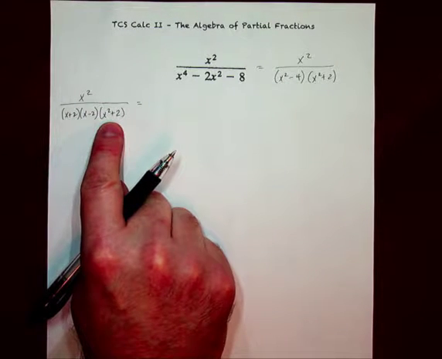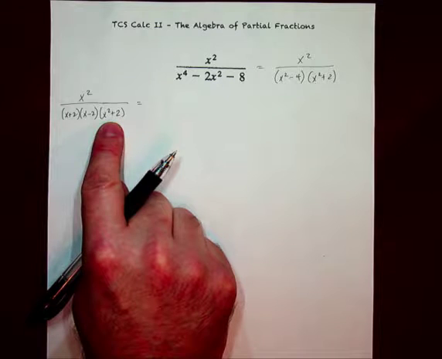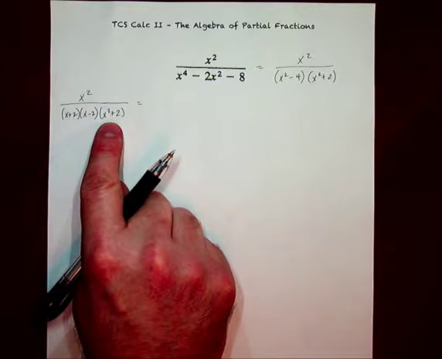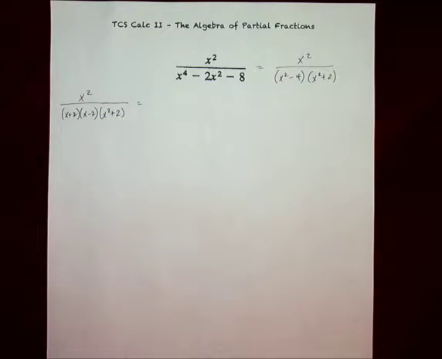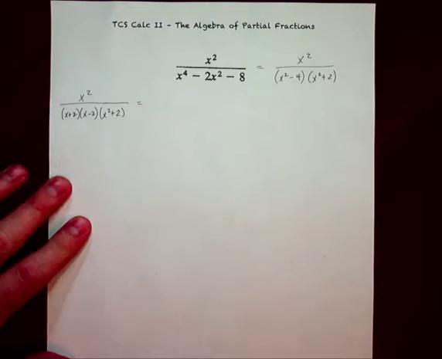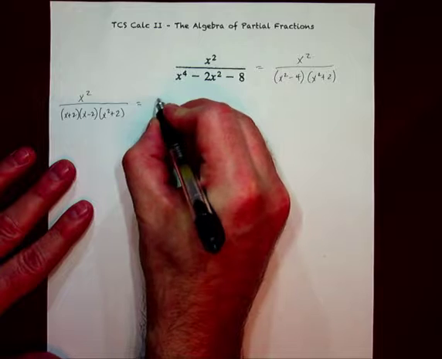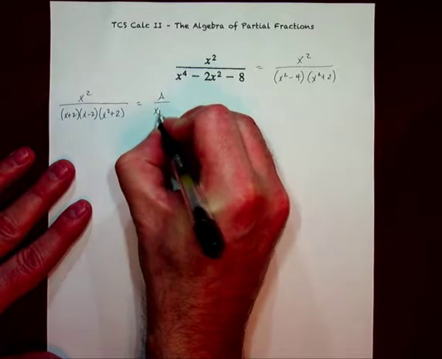This is an irreducible quadratic, and therefore it has to be dealt with differently. Now, an irreducible quadratic in its lowest form, as a fraction that is not improper, not a top-heavy fraction, can have either a constant or a linear. And so we have to afford for both possibilities.